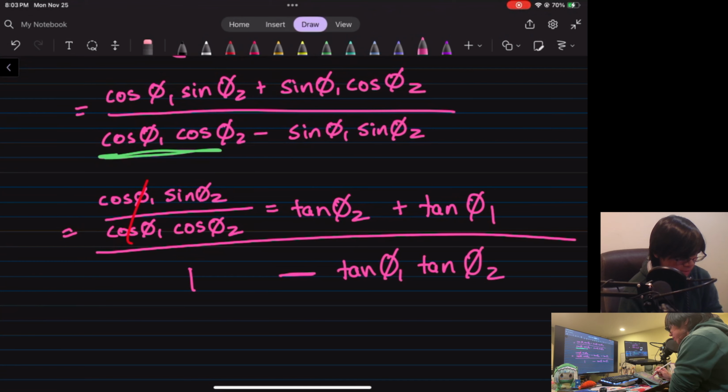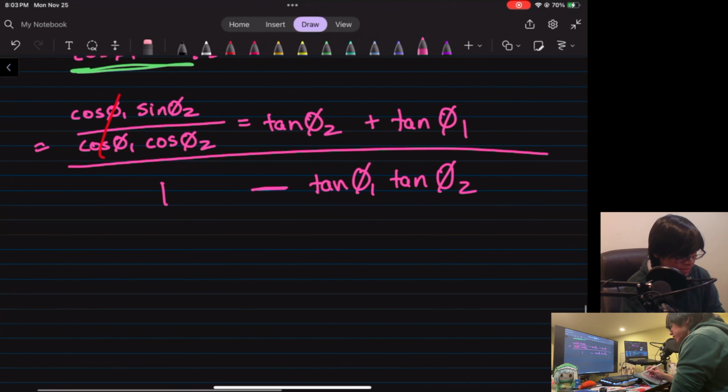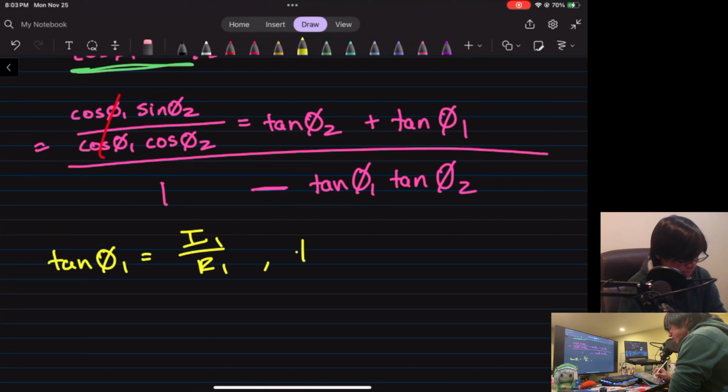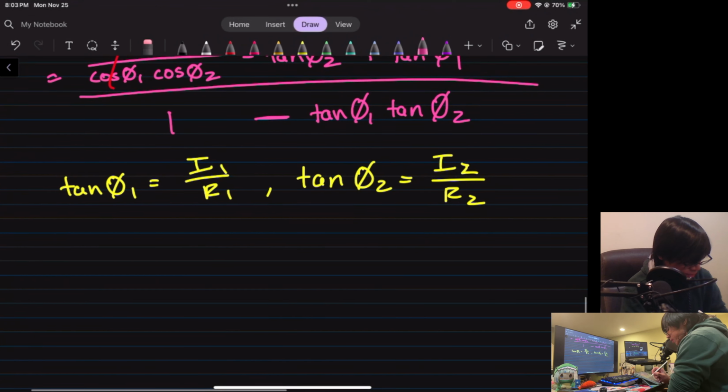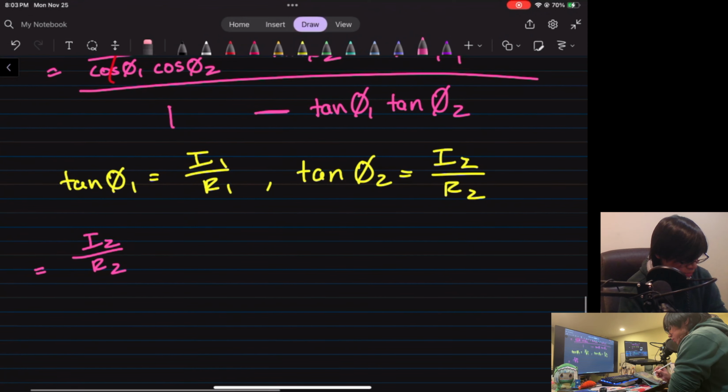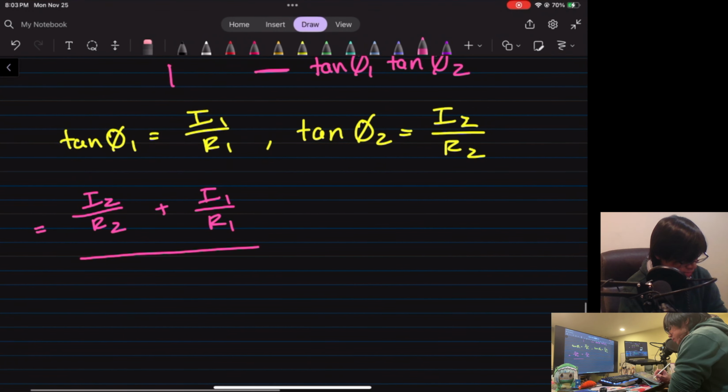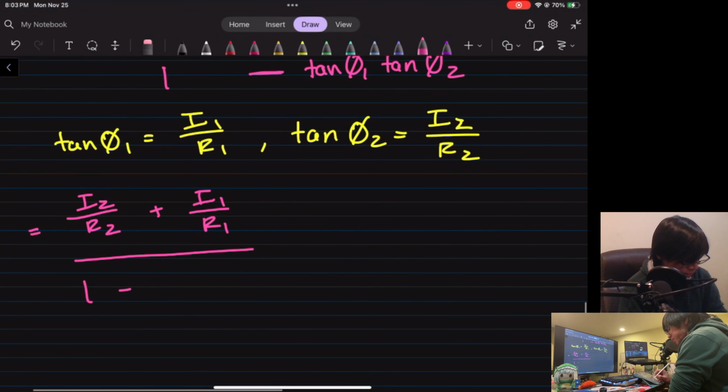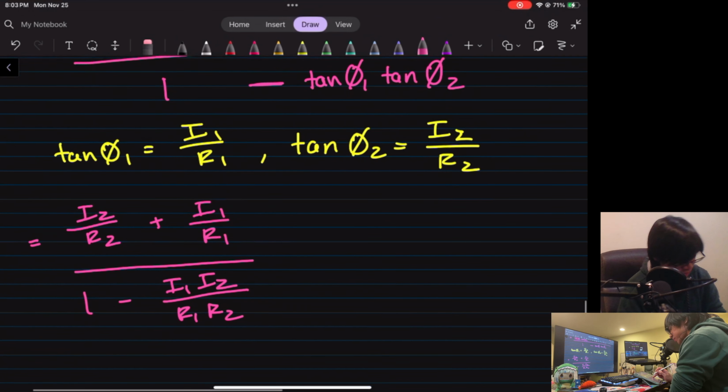And from here, we can actually substitute our individual phases. So if you remember, we had tangent phi 1 is equal to imaginary over real, as well as tangent phi 2 imaginary over real. So that's all I'm substituting here. So we had tangent 2 at the top. Tangent 2 is I2 over R2. Tangent 1 is I1 over R1. 1 doesn't get any substitutions. And then you had tangent of both. So I1, I2 at the top, R1, R2 at the bottom. So just the products of the two.